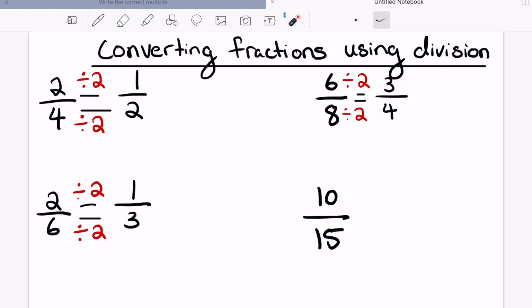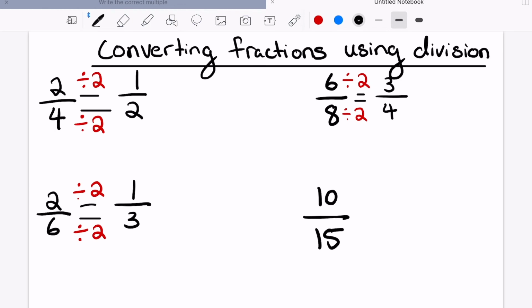So let's try something else. We don't always have to divide by 2. We can also divide by different numbers. We can try to divide by 3, 4, or 5, right? So let's try to divide by 5 this time. So 10/15. We're going to try to divide by 5.